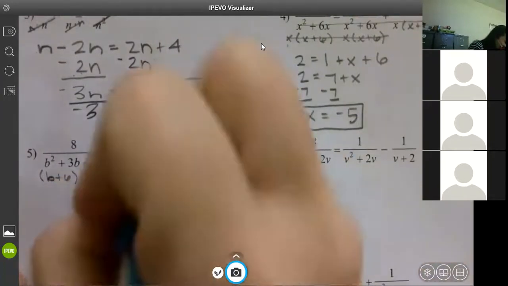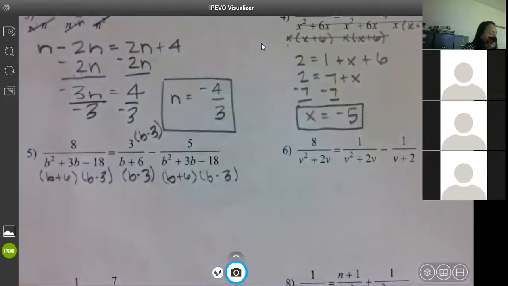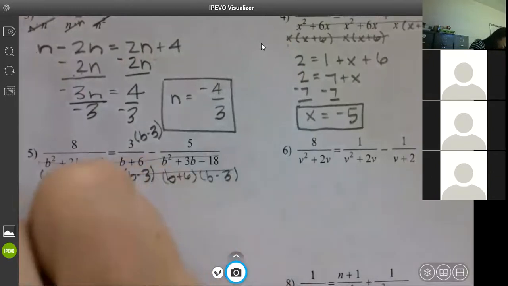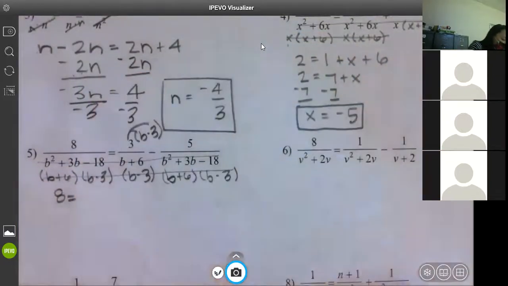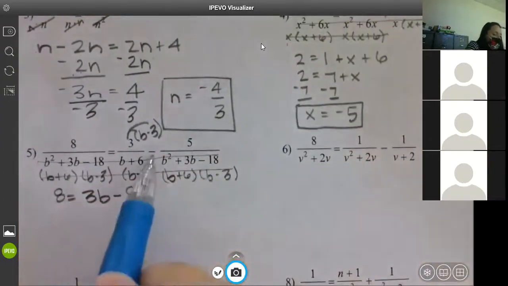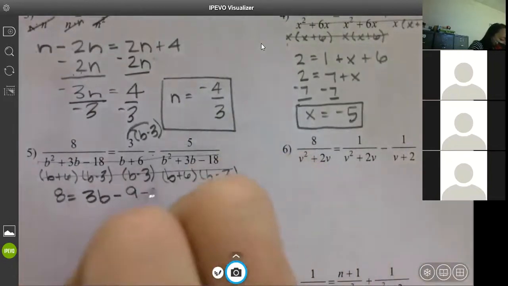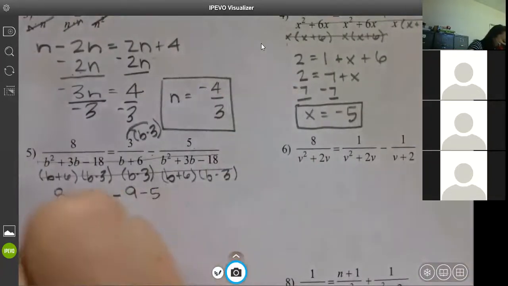What I do to the bottom, I have to do to the top. Your denominator does not matter anymore. Solve the equation on the top. 8 equals, like I said, you can go ahead and distribute right here while you're writing it down. 3 times b is 3b. 3 times -3 is -9. Be careful because it's a -5. -9 minus 5.